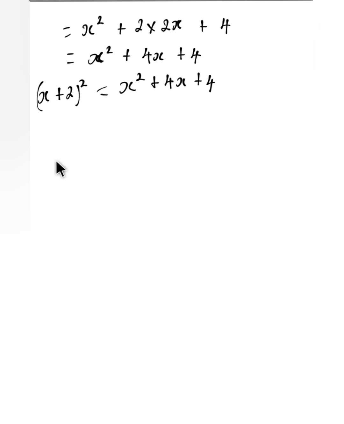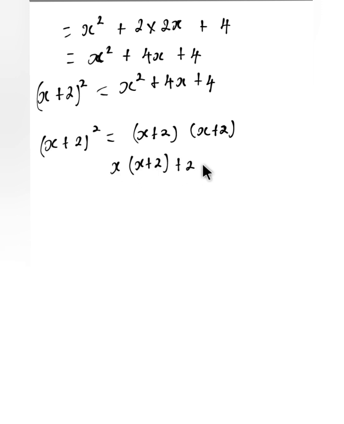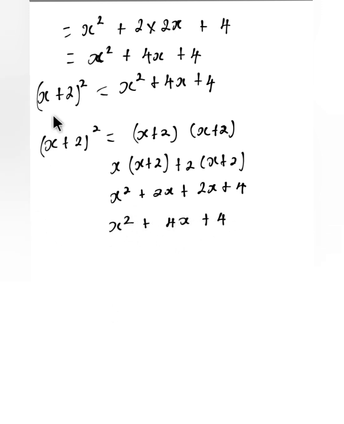Now to check if our side is correct, we can decide to expand this bracket raised to the power 2, and this gives us (x plus 2) into (x plus 2). If we expand the bracket, which is x into (x plus 2) plus 2 into (x plus 2), this is x squared plus 2x plus 2x plus 4, which is x squared plus 4x plus 4. So expanding this expression using the binomial theorem gives us x squared plus 4x plus 4. Let's proceed to example 2.